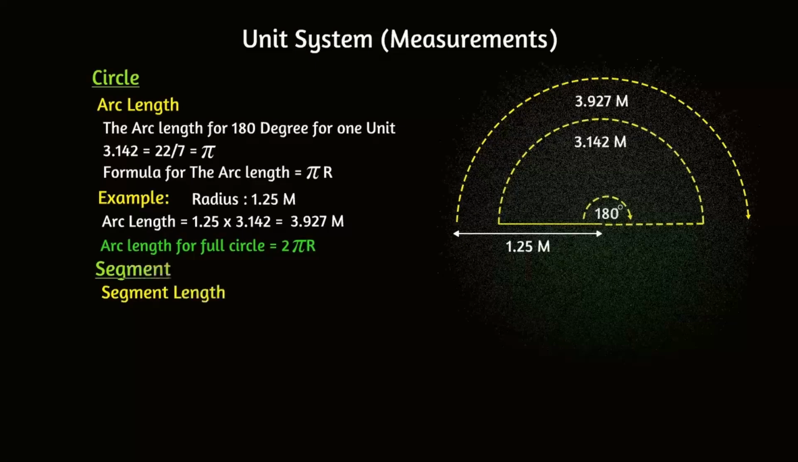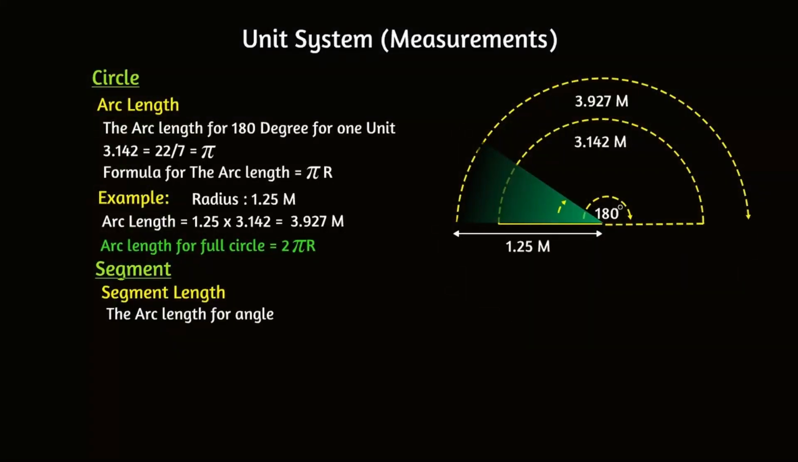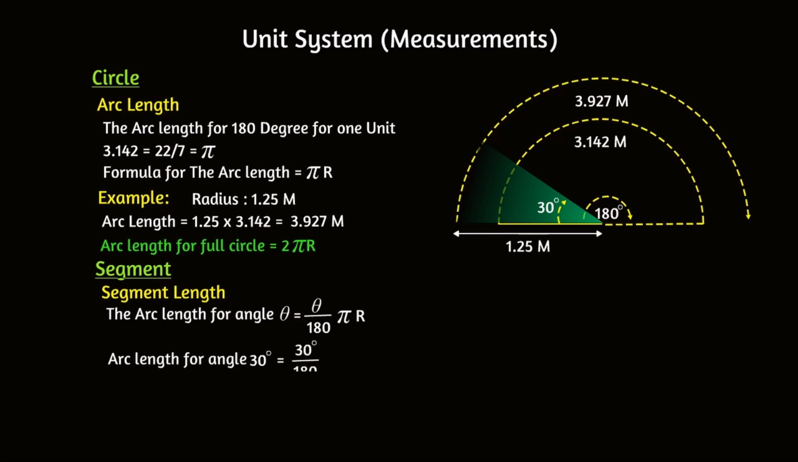Segment of a circle and its area. To calculate the arc length of a segment of a circle for a particular angle, let's assume the included angle is theta. We know the arc length of a 180-degree semicircle is pi. The arc length of a segment is theta divided by 180 multiplied by pi and then multiplied by the radius. For example, if the angle is 30 degrees and the radius is 1.25 meters, the arc length is 30 divided by 180 multiplied by 3.142 and then multiplied by 1.25. This equals 0.6545 meters.